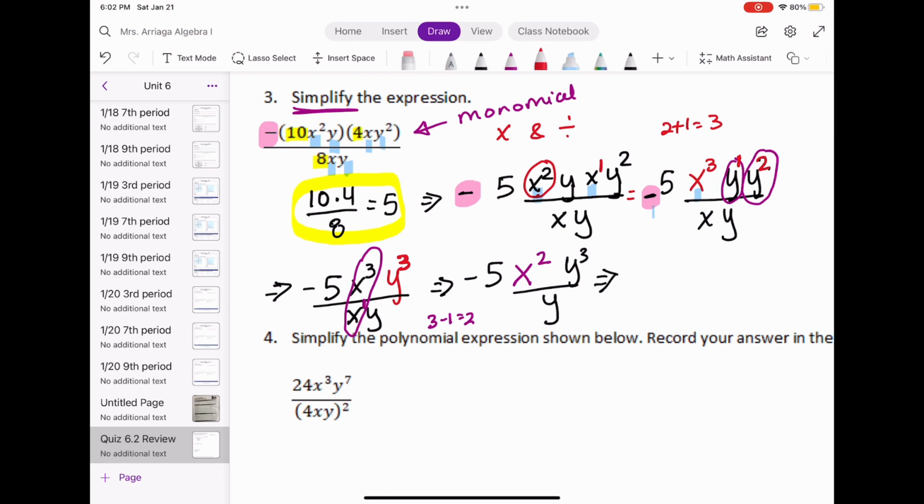Now let's divide those y's, which is the same quotient rule. So we keep everything the same and we subtract the exponents. So 3 minus 1 gives us 2, because that y in the bottom has a 1. So 3 minus 1, 2. Now that we get here, we can't simplify any longer because there aren't any more x's or y's to combine. So this is our answer.